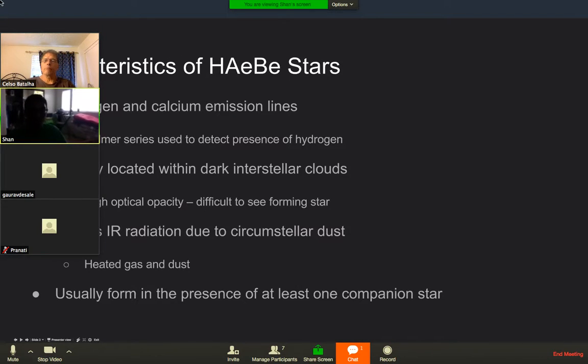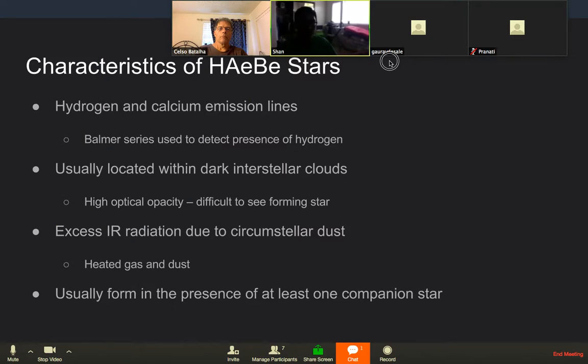There are some characteristics of AB stars that we should all know. For one, these stars produce mostly hydrogen and some traces of calcium emission lines, and we use the Balmer series to detect the presence of hydrogen. I'll go over that in the next slide, describing how we collect this spectroscopic data. Also, these heavy stars are usually located within dark interstellar clouds, and because these clouds are very opaque, it's difficult to see the star forming.